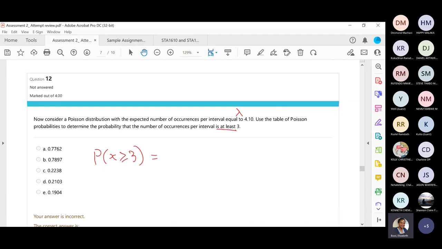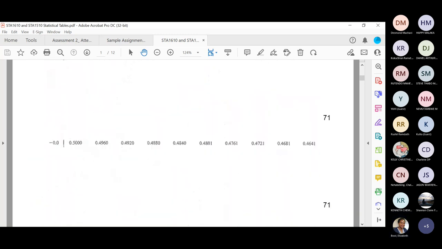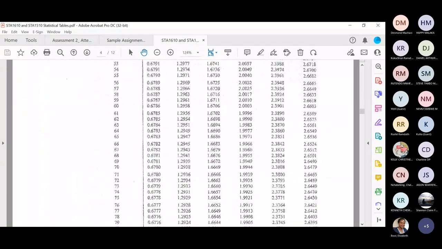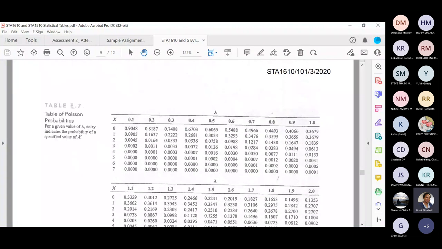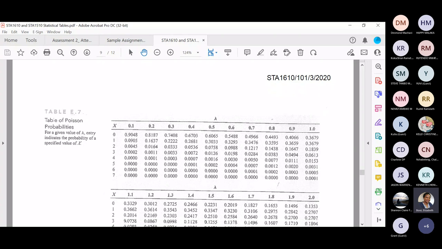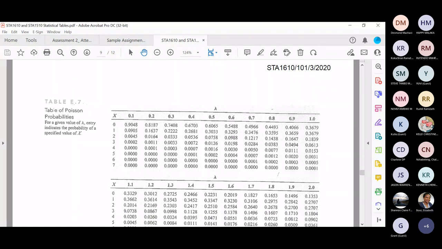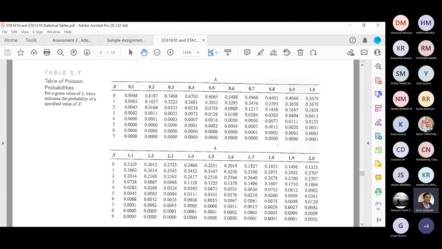Okay, so enough with at least, let's get to it. So you need to go to the Poisson table to know whether you're going to have to add all of them or do some magic. So we need to go to the table and go to Poisson. And I hope you still remember how to read the tables, right? So your Poisson tables are split by lambdas first, and then for every lambda table there are x values linking to that. So we're looking for 4.1.